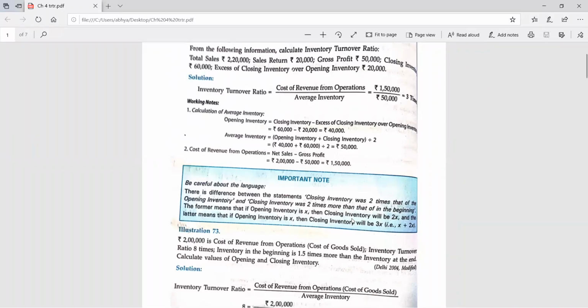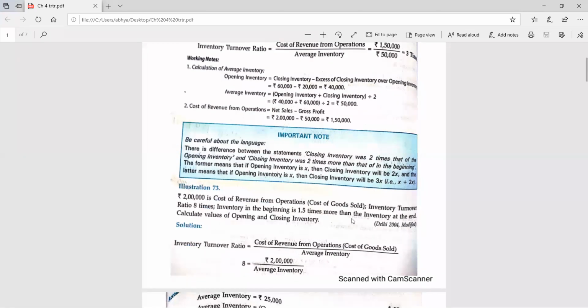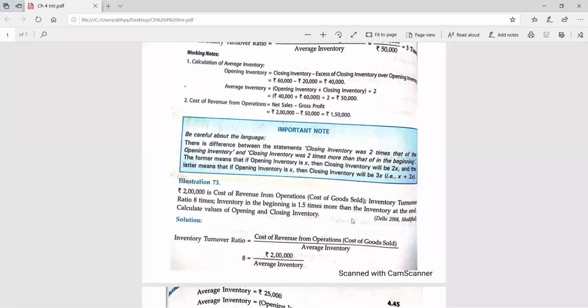So in this question, I'm reading the statement again. Cost of revenue from operations is given as well as inventory turnover ratio. So what you have to find out is the opening and the closing inventory. This type of question has come many times in board exams, so understand it clearly so that there is no confusion. Two variables of the ratio are given. First of all, we will put the values in the formula. Inventory turnover ratio is 8, which means 8 upon 1. And cost of revenue from operations is given as 2 lakh upon average inventory.